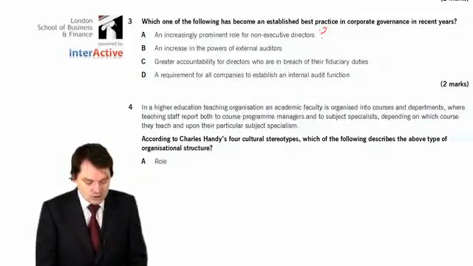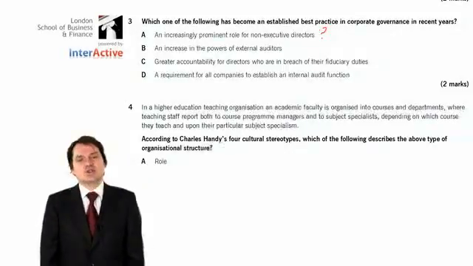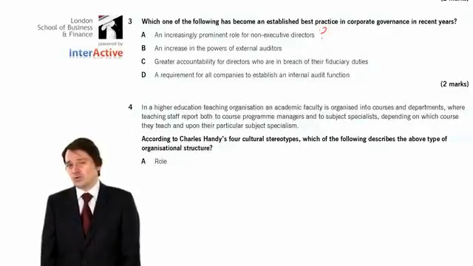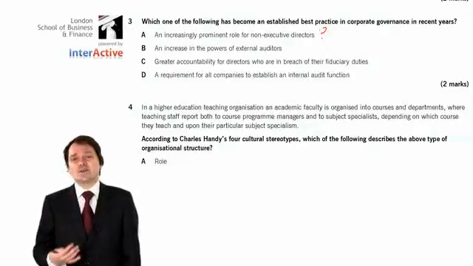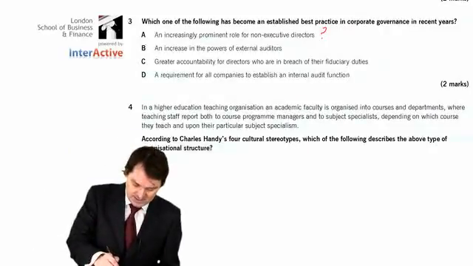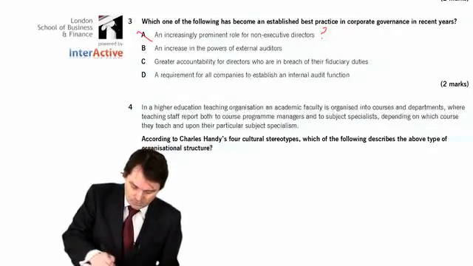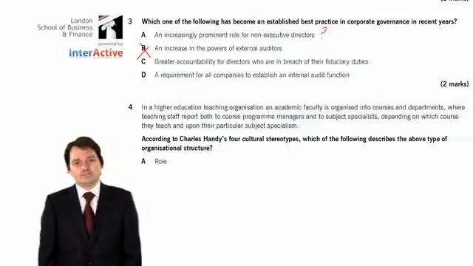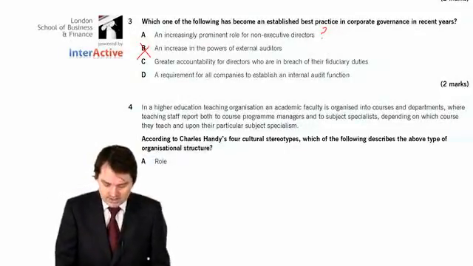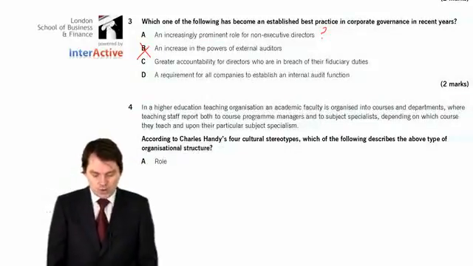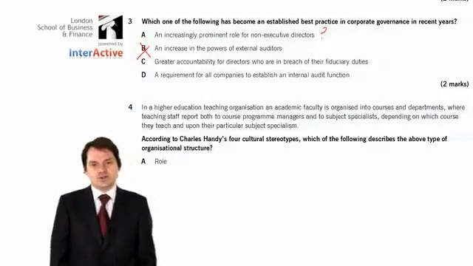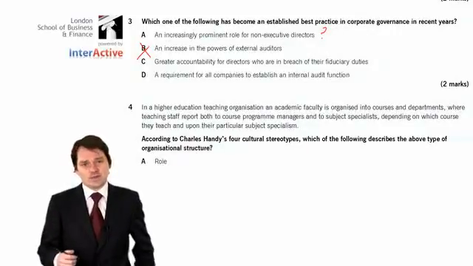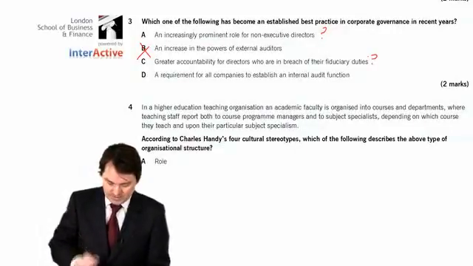B, an increase in the powers of external auditors. Well, external auditors is not to do with corporate governance. Corporate governance is inside the organisation. So B has got to be wrong. C, greater accountability for directors who are in breach of their fiduciary duties. So in other words, if they get something wrong, they have to accept the consequences. That sounds like a possibility as well.